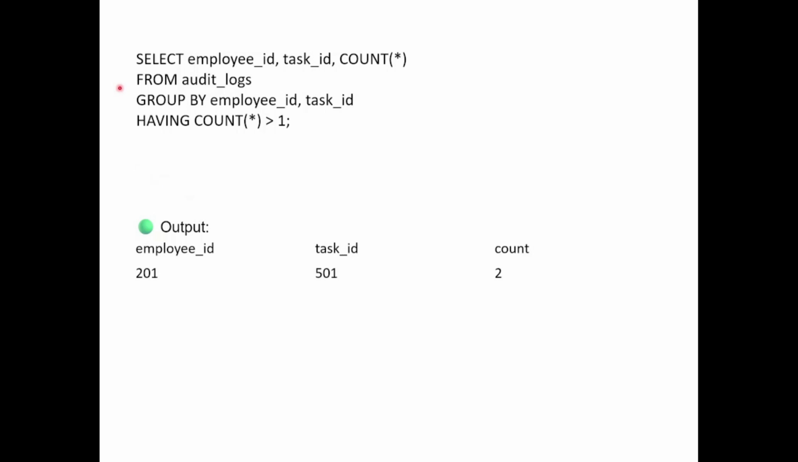How I would approach this one is we can select the employee ID and the task ID, counting the asterisk to find how many times the repetition is coming. I'm taking this from the audit log table, and I am grouping it by employee ID and task ID. After grouping, I am using HAVING, and when this count is greater than 1, that means when the same employee ID and task ID combination is repeating more than once, those are the employee IDs I need to fetch out.